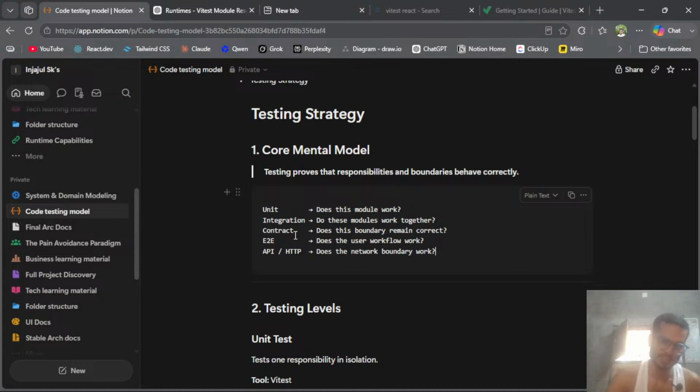Then we have integration, which means one component to another component, the communication. You want to make sure they are aligned. Then we have contract, which means the boundary you set up from one component to another component; you have to make sure the contract holds. And then we have end-to-end testing. For end-to-end testing, we have tools like Playwright. Right now I'm just focusing on these two things: unit test and integration test.